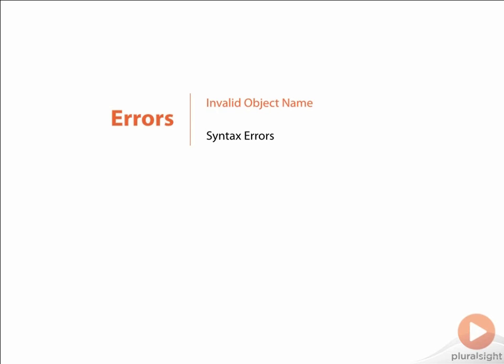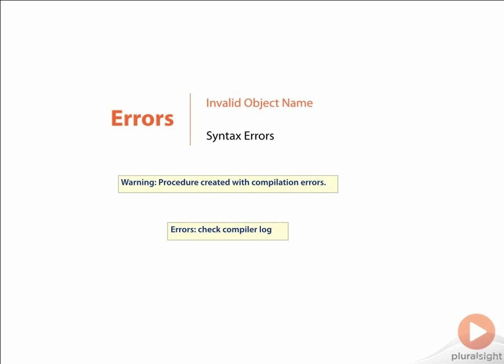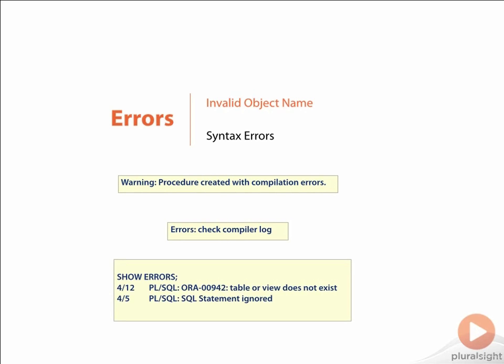The error conditions are always enabled when you compile the code, and your code will not be marked as valid and executable until you fix them. For instance, when I misspell the employee table name in my procedure, the compiler comes back with an error in C++ as warning, procedure created with compilation errors. In SQL Developer, it will report it as errors, check compiler log, and in the log view it will display the error. I can type show errors in SQL Plus or SQL Developer and it will show me the errors. Here it tells me that at line 4, column 12, the table or view I have mentioned in my code does not exist.